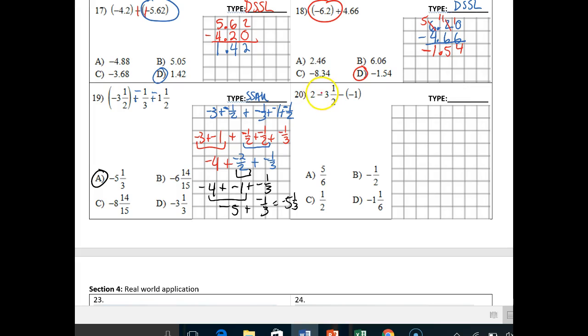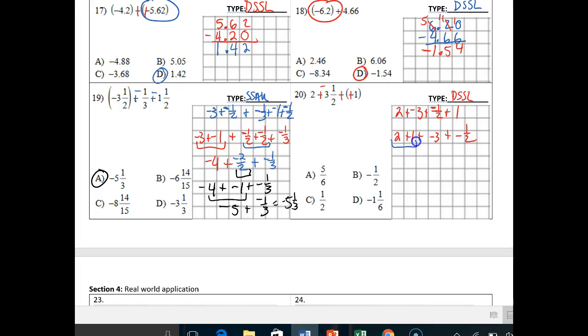All right. On number 20, we need to keep, change, change again. And this time you'll notice, hey, it's a DSSL problem. So 2 plus negative 3 plus negative 1/2. Notice I'm again breaking apart the fraction. The whole number is negative, so is the fraction. Maybe I'll put a bigger negative right there, plus 1, then put the wholes together. 2 plus 1 plus negative 3 plus negative 1/2.